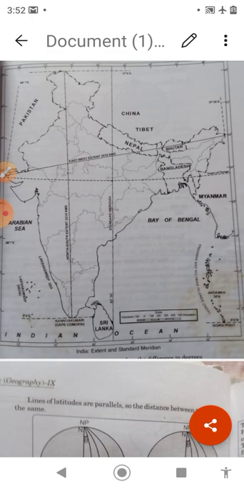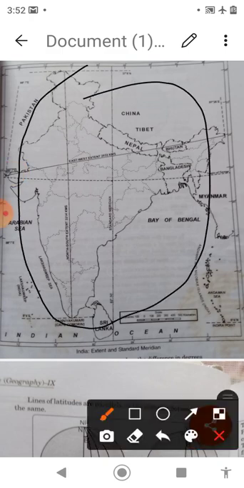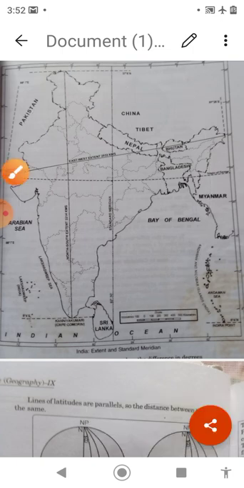Name the states of India which have common frontiers with Pakistan. You can see the map here. With the help of this map, you can very easily understand: Jammu and Kashmir, Punjab, Rajasthan, and Gujarat. These are the states which have common frontiers, or land boundaries, with Pakistan.